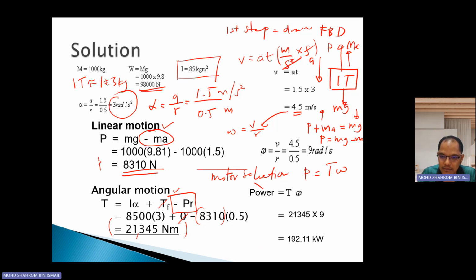So once you manage to get the omega, which is 9 radian per second, you equate it in the equation, power equivalent to torque multiplied by omega, which for our case now is 21,345 Newton meter multiplied by 9 radian per second. So you manage to get the power to be 192.11 kilowatt. So the motor selection is supposed to be on this specification.